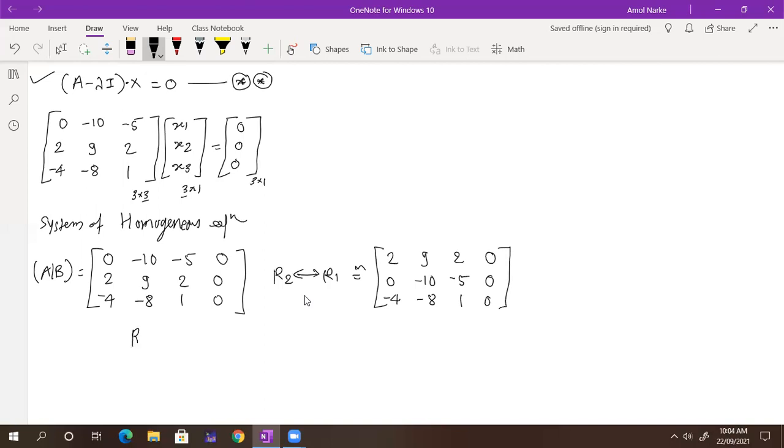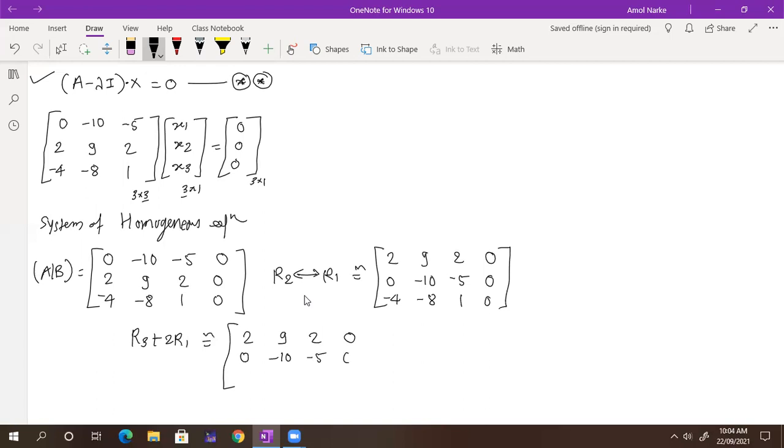R2 plus 2 R3 becomes R1. R3 plus 2 into R1. Absolutely correct. So you are getting 2 9 2 0. No need to change in R2, so I kept it as it is.